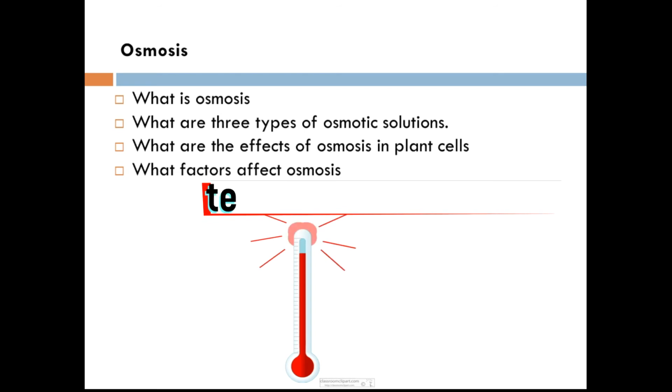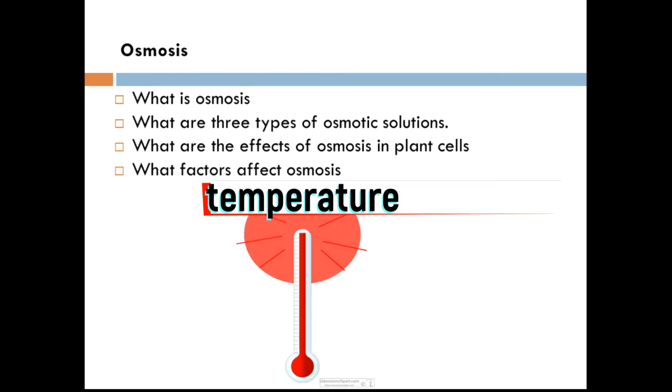The other factor is temperature. The higher the temperature, the faster the rate of osmosis. So if temperature is optimum, water molecules will move a little bit faster than when temperature is a little bit lower than the optimum temperature.